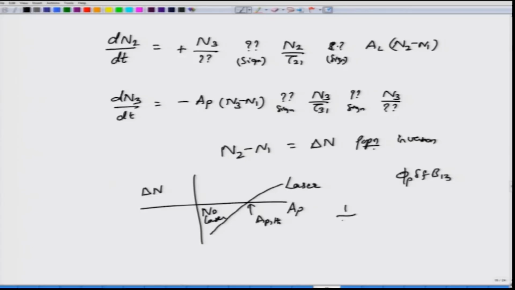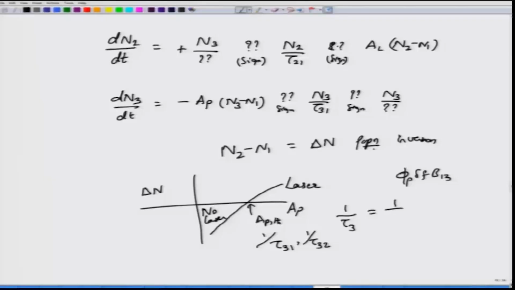Finally, in all those equations that you have written, you will find that at population level 3 there are two different spontaneous emission factors present. One is level 3 to level 1, governed by 1 by tau 31, and then you have 1 by tau 32. So, you can define the effective lifetime, the characteristic time scale over which an atom at energy level E3 would decay down to energy level E2 or to energy level E1, as 1 by tau 3 equals 1 by tau 31 plus 1 by tau 32.